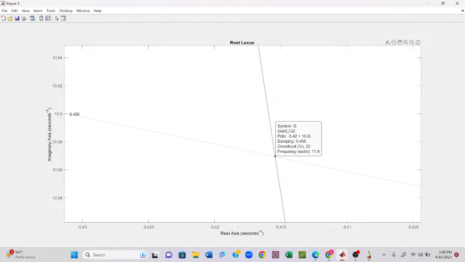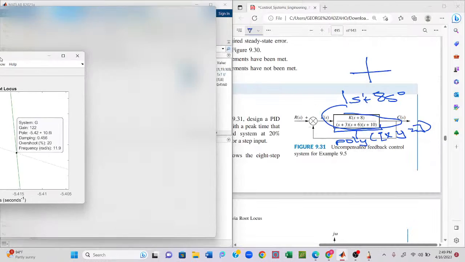So over here, the gain is 0.12. The pole over here is negative 5.42 plus or minus 10.6i. The damping ratio here is 0.56. The overshoot is 20% in the question. You can write those points down.